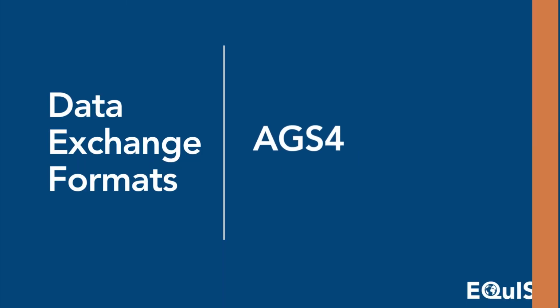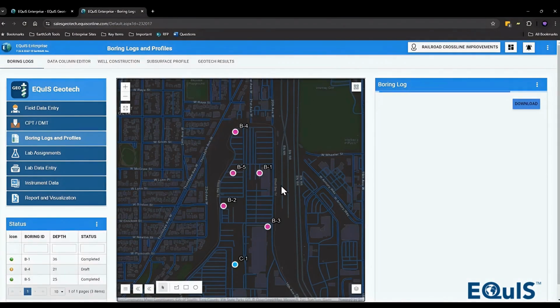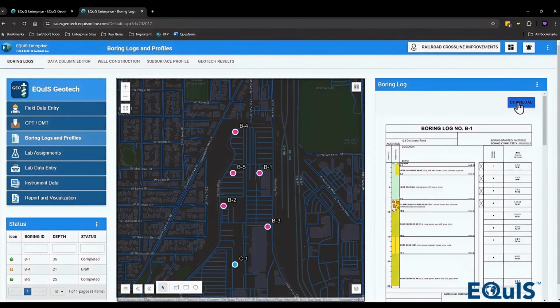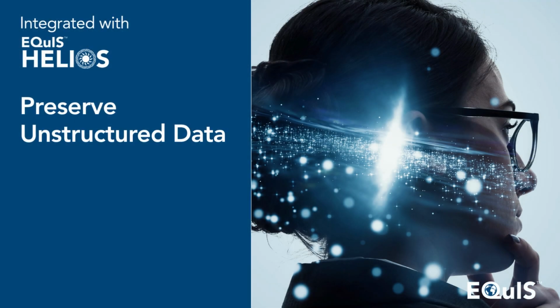Leverage our business partnerships with Esri and Microsoft, extending your data to powerful GIS, CAD, and data analysis programs. Connect, store, query, and preserve your unstructured historical data such as PDFs, photographs, and tables in EQuIS Helios.